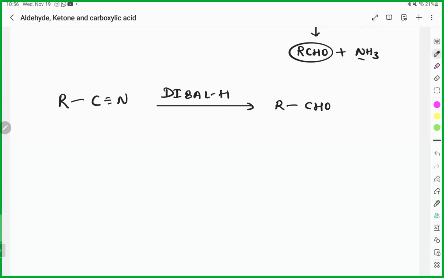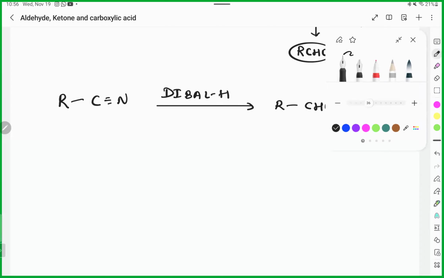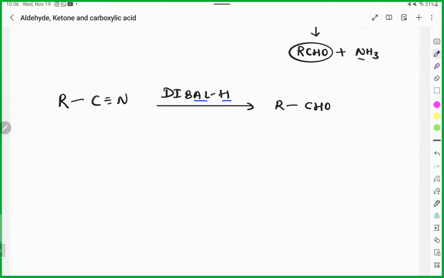What is this DIBAL, Chinmay? Sir, it is diisobutyl aluminum hydride. Correct. Diisobutyl aluminum hydride: Al is aluminum, H is hydride, B is butyl, and D I means diiso.